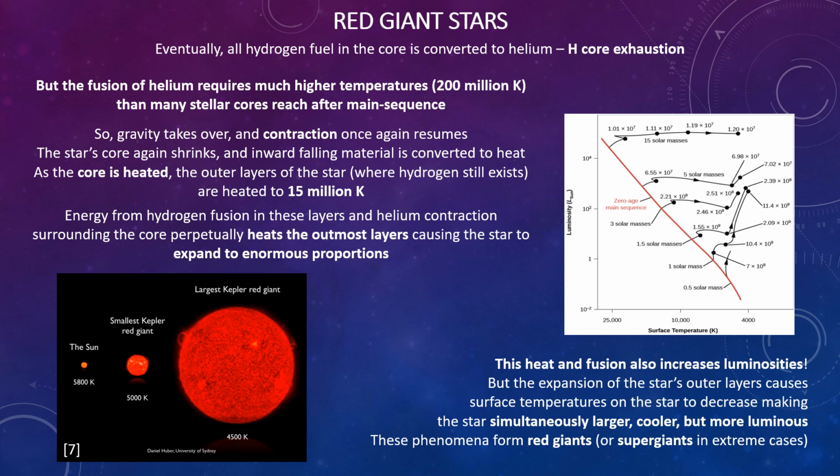This is what we call that red giant. This heat infusion also increases luminosity, but the expansion of the star's outer layer causes the surface temperature of the star to decrease, making it simultaneously larger and cooler, but more luminous. And so this is the red giant. But when you are more massive than the sun and really a supermassive star, you can become a super red giant.